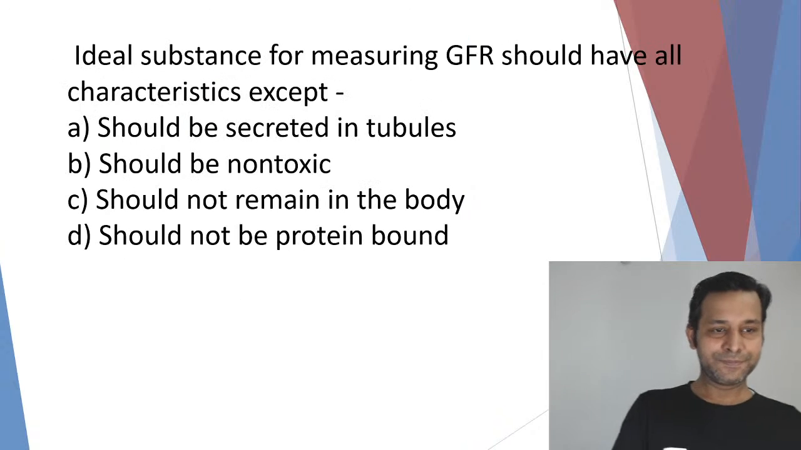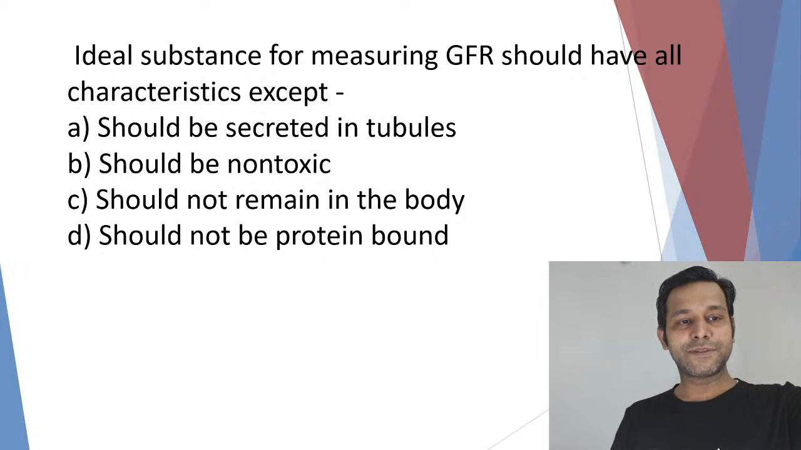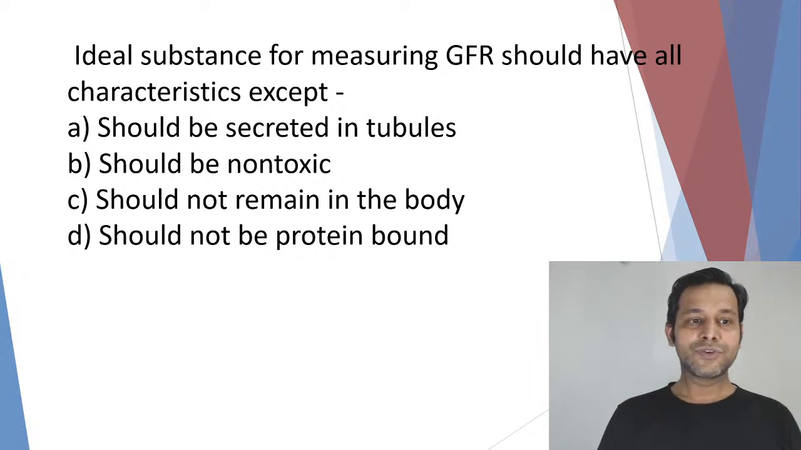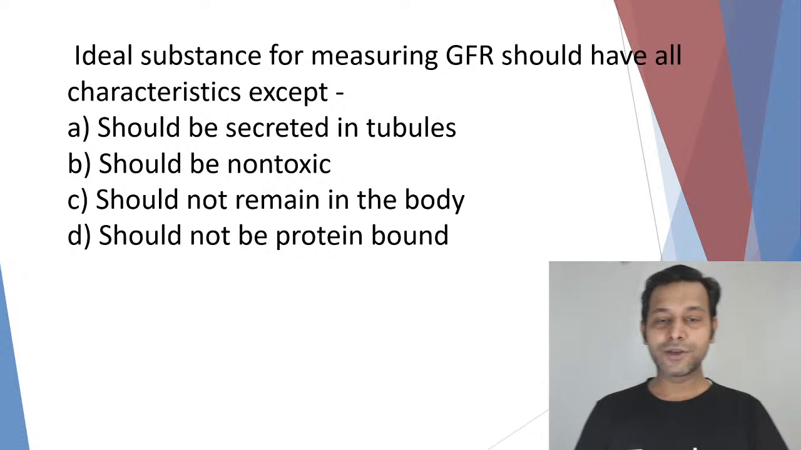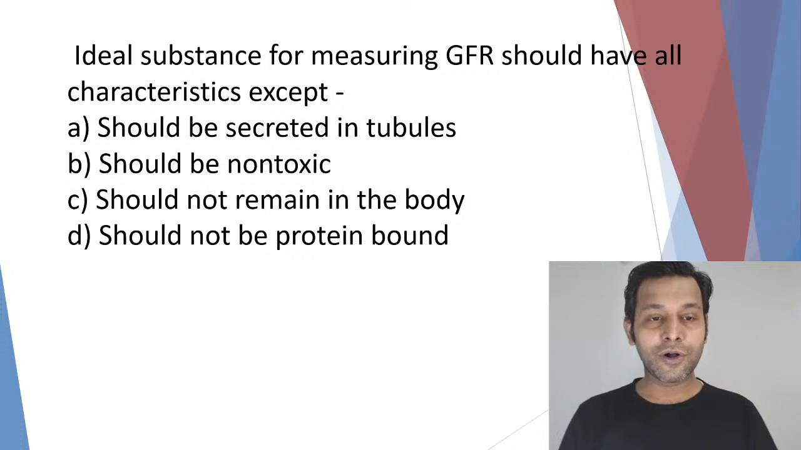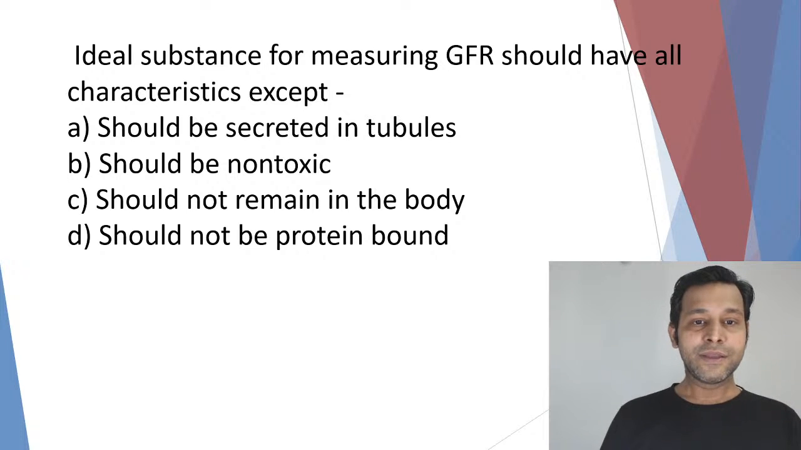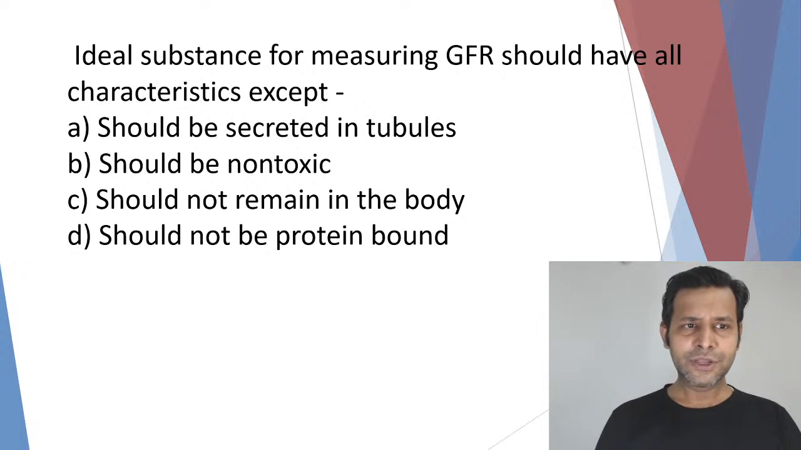extracellular protein. The ideal substance for measuring GFR should have all the characteristics except: it should be secreted in the tubules, it should be non-toxic, it should not remain in the body, should not be protein bound. The ideal substance for measuring GFR should have all the characteristics except.